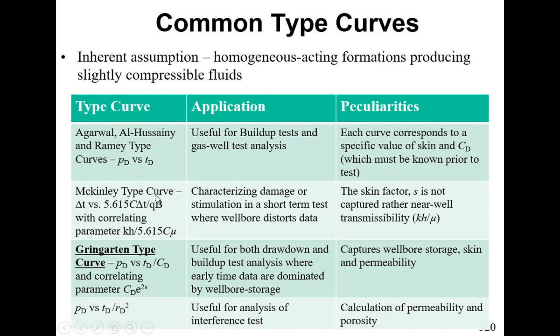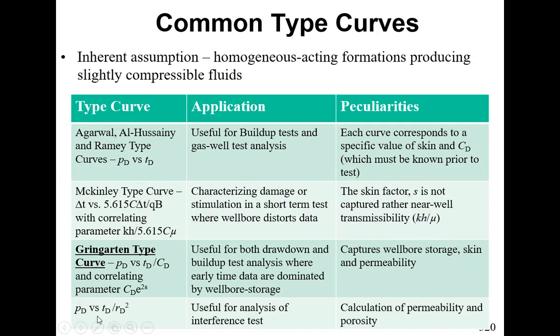The McKinley type curve is used for characterizing damage or stimulation for a short-time test where wellbore storage effects distort the data. The skin factor is not captured; rather, a near-well transmissibility term, that's the permeability-thickness product divided by viscosity, is what is used.